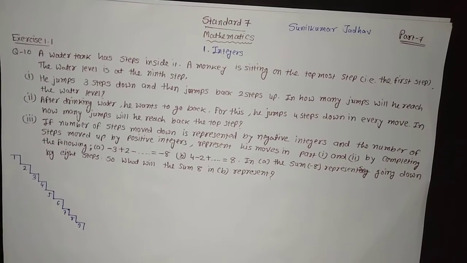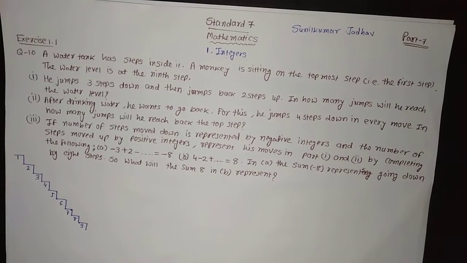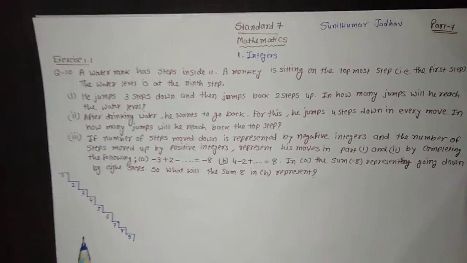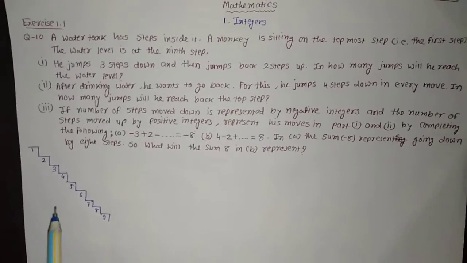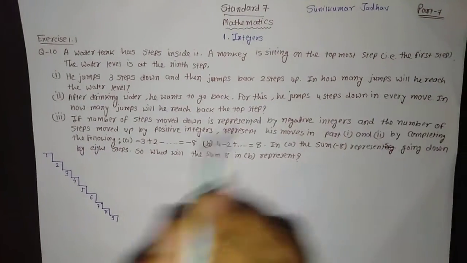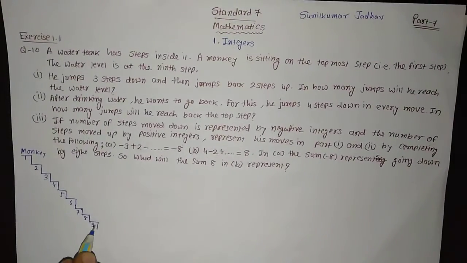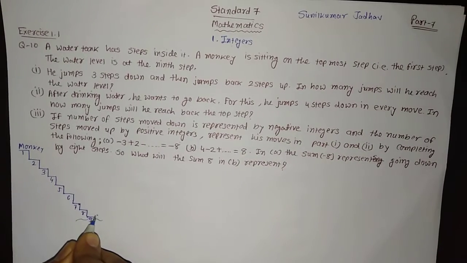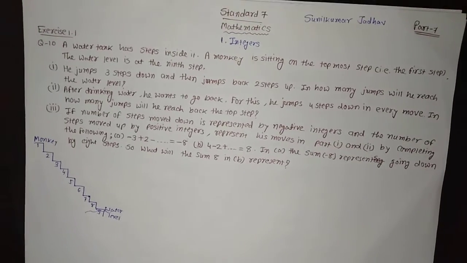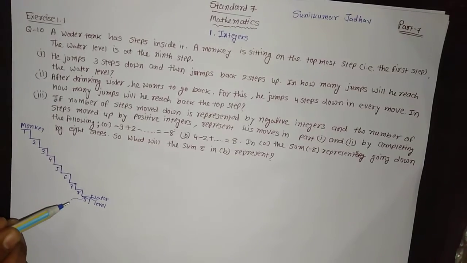So this is a long question. Let us try to understand it one by one. Let us begin with question number 1. First of all, we will understand the situation. Here I have drawn the figure in which it is given that the monkey is sitting on the topmost step, and the water level is on the 9th step. Now the monkey has to reach from step 1 to step 9.